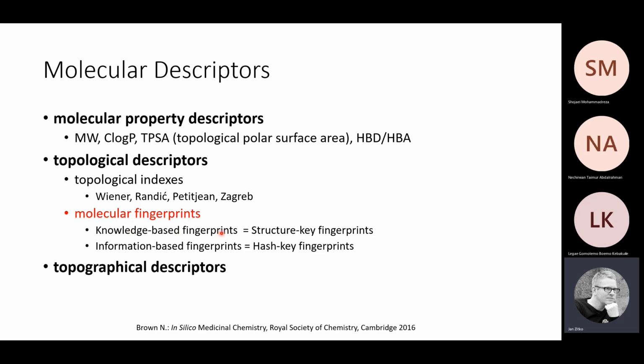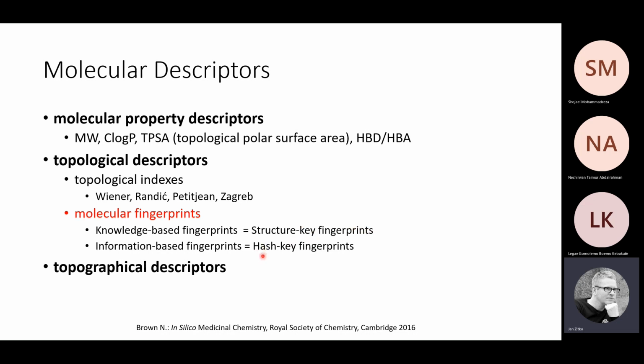So there are knowledge-based fingerprints, or the synonym is structure key fingerprints. And then we have information-based fingerprints, which are hash key fingerprints. What is the difference? Maybe to understand these terms, you should rather remember the equivalent names. In structure key fingerprints, the idea is that to calculate this type of fingerprint, we need to predefine a so-called vocabulary set. So we predefine a set of fragments, a vocabulary of fragments, and then we will be looking if a certain fragment is present in the molecule or not.